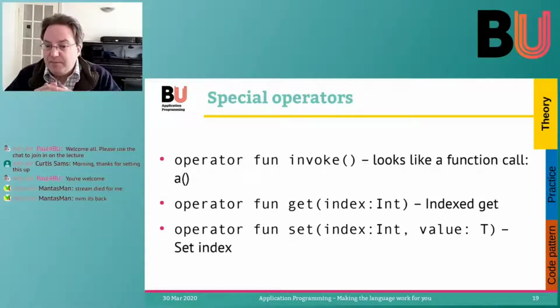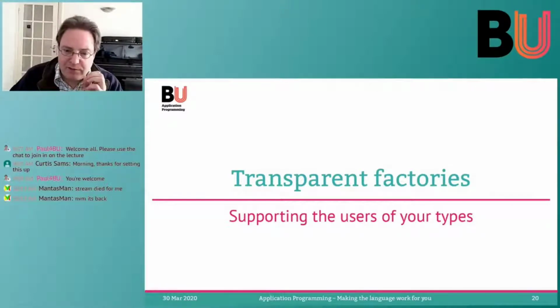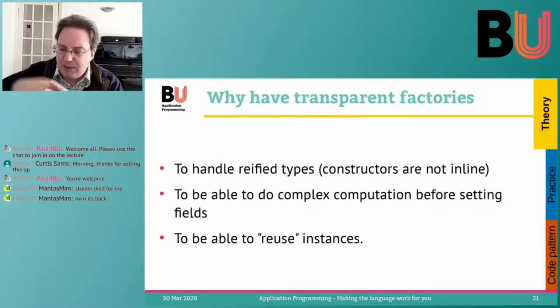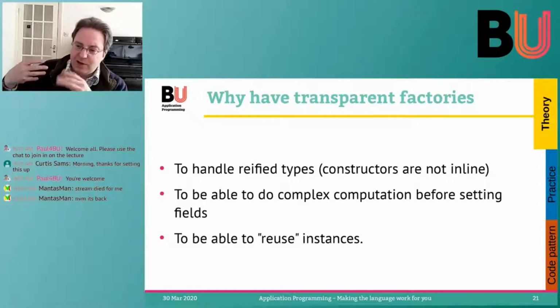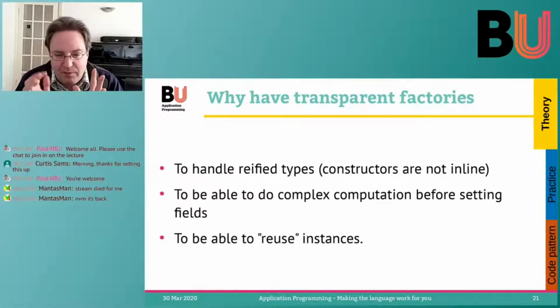Then, transparent factories. So what are factories and why do we want to make them transparent? Factories, I'll come back to that a little bit because that's our code pattern of the week. A factory is basically a thing that creates an instance of a class.